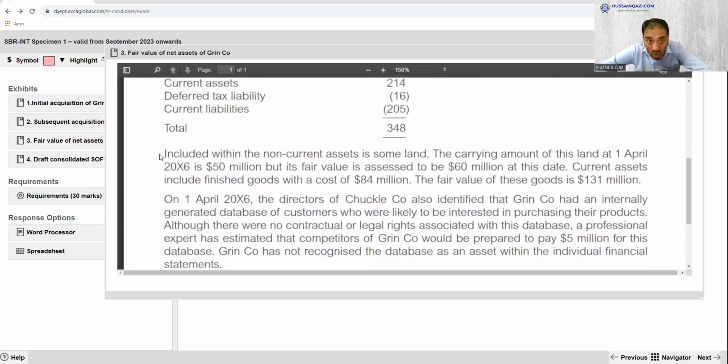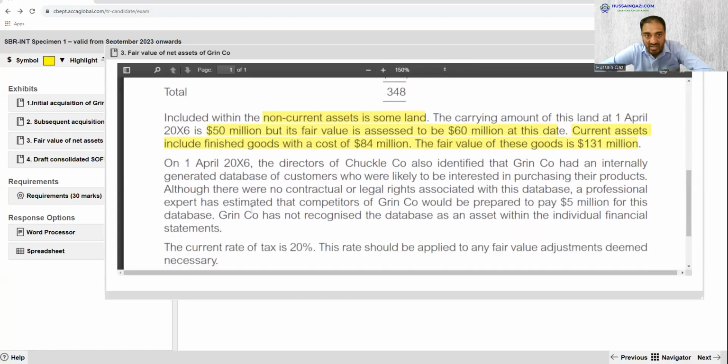Now, included in the non-current assets is some land, and the carrying amount of the land at 1st April X6 is $50 million, but its fair value was assessed at 60 million at that date. Current assets include finished goods with a cost of 84 million, and the fair value of these goods is $131 million. So something about land, something about inventory. There are some fair value adjustments here.